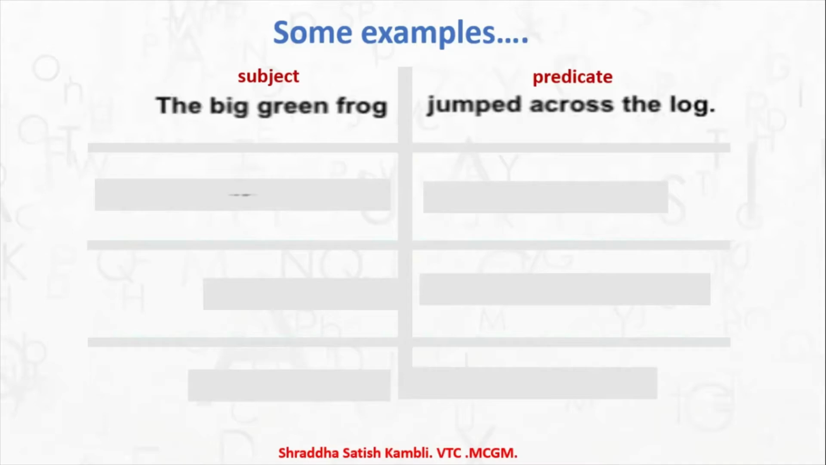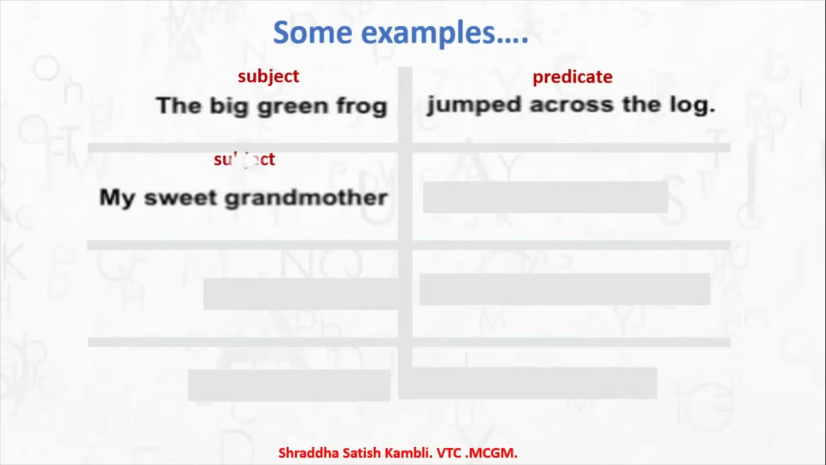Let's take up the next sentence here. My sweet grandmother. Who? My sweet grandmother. So that is the subject. Now let us learn something more about our grandmother here. Let's see what she's done. She wore a blue dress. My sweet grandmother, what did she do? She wore a blue dress. So wore a blue dress is the predicate.